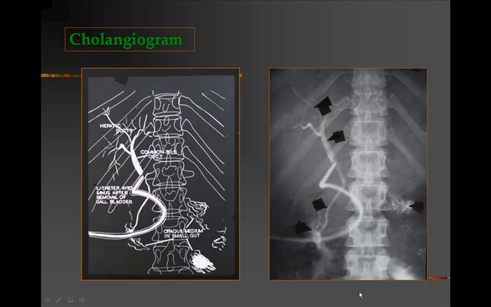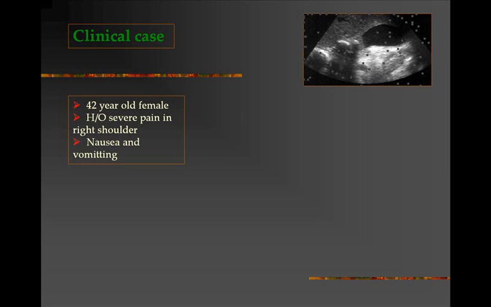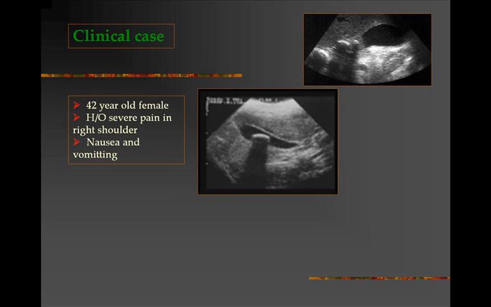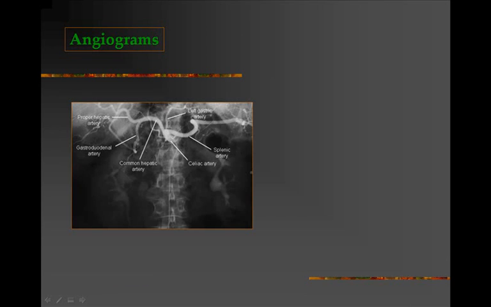More commonly, gallstones are visualized using ultrasonography. Here we have a clinical case of a 42-year-old female patient who had a history of severe pain in the right shoulder accompanied with nausea and vomiting. An ultrasound done in this patient showed the gallbladder and a single large stone. This is an example from another patient who had multiple stones in the gallbladder as seen on ultrasonography.